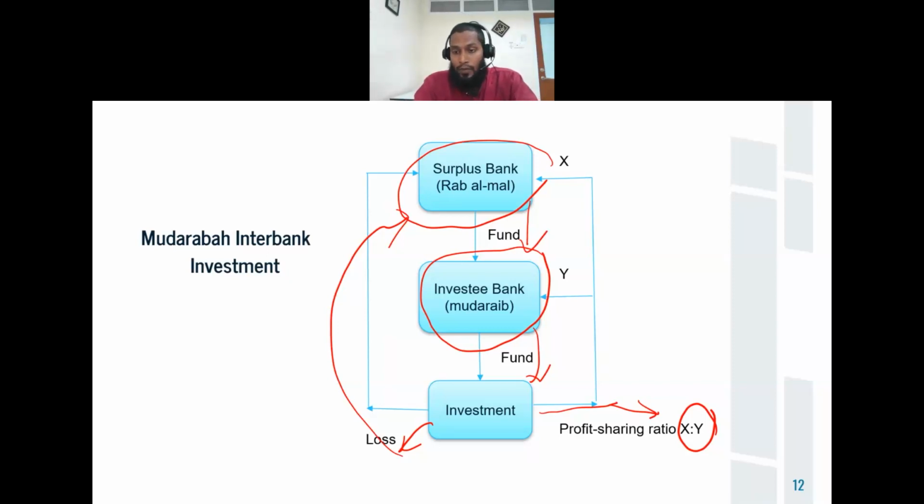So this is how simple it is between the banks. This is very effective for banks to mitigate their liquidity needs, because it is very fast and it is done through electronic transaction.